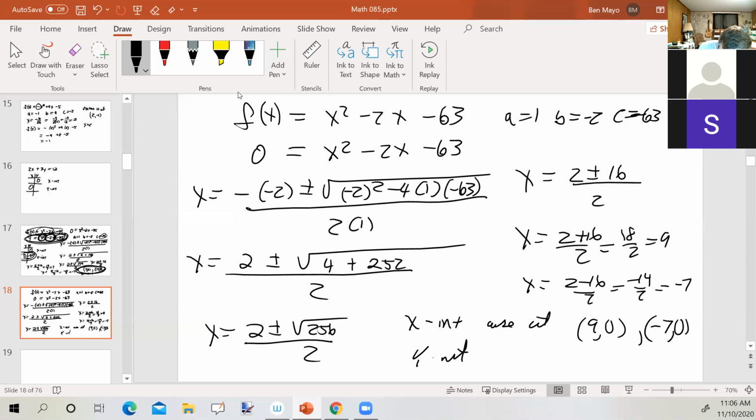The y-intercept would be at (0, -63). Your x-intercepts, smaller value first, would be (-7, 0), and then the larger value would be (9, 0), and the y-intercept is at (0, -63).